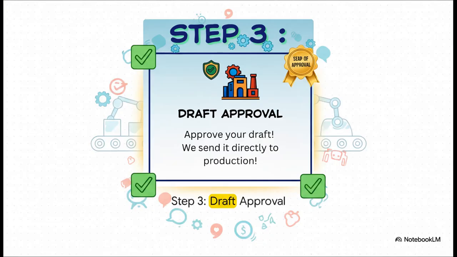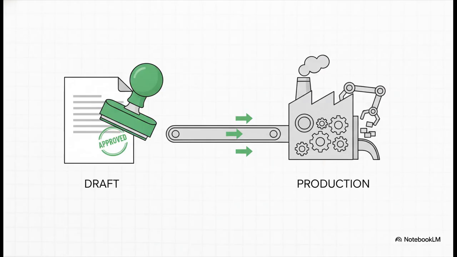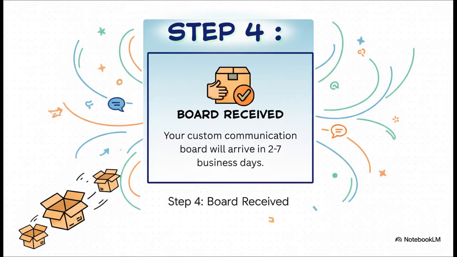Happy with the design? Perfect. Now we're at the crucial 3rd step, the final approval. Once you give us the OK, your custom board heads straight into production. It's that simple. And now for the best part, step 4, getting your brand new board delivered.